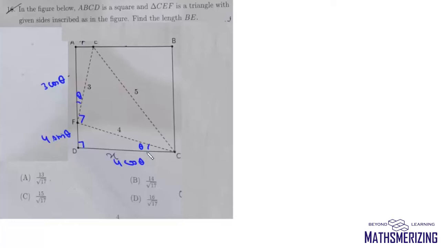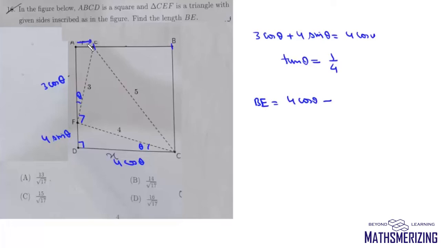Now since it is a square, both sides must be equal. So we'll get 3 cos theta plus 4 sin theta must be equal to 4 cos theta, or we'll get tan theta as 1 by 4. Now we need to find the value of BE. This BE is this entire length, which is 4 cos theta, minus this length, and this length is 3 sin theta.